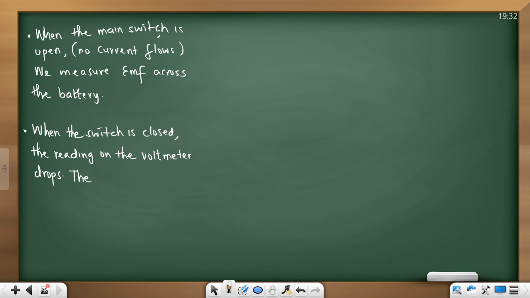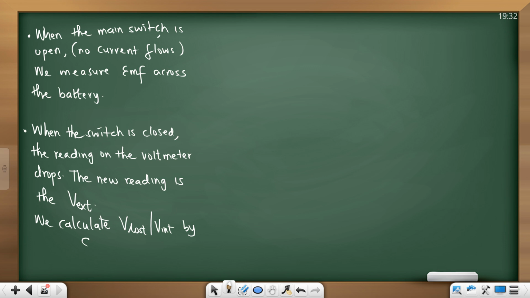The new reading is the V external. We calculate V lost. Remember, the word for V lost can also be what? V internal, by saying E minus V what? External.